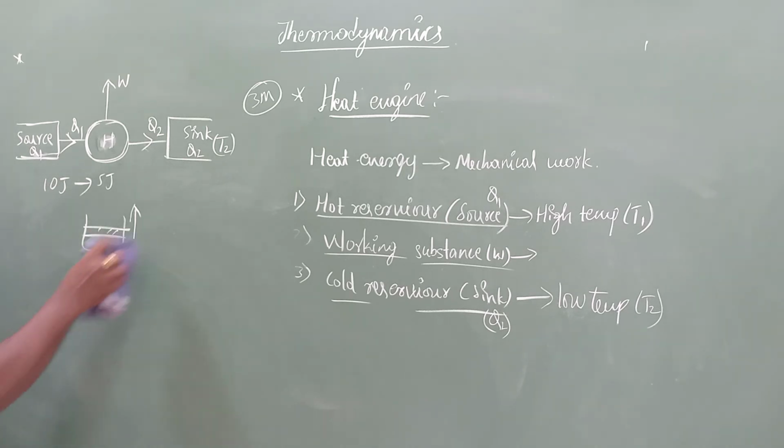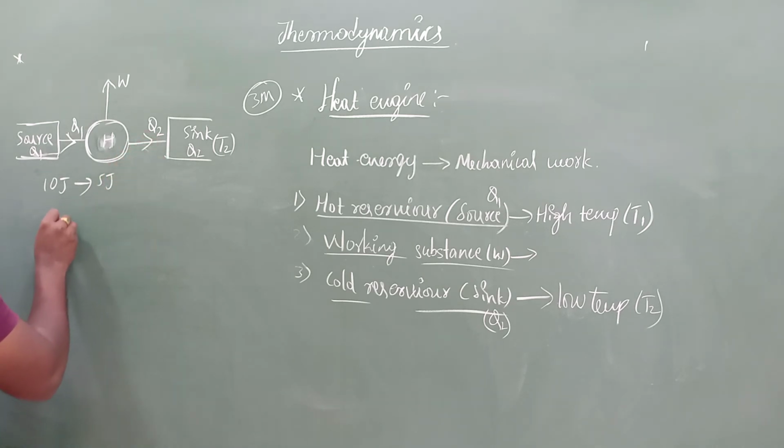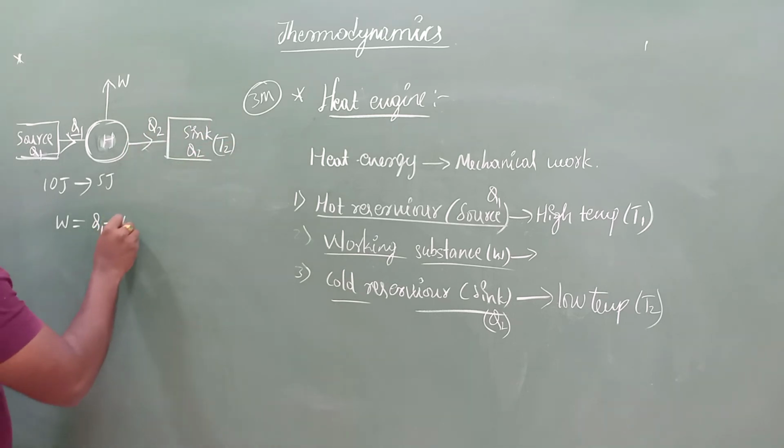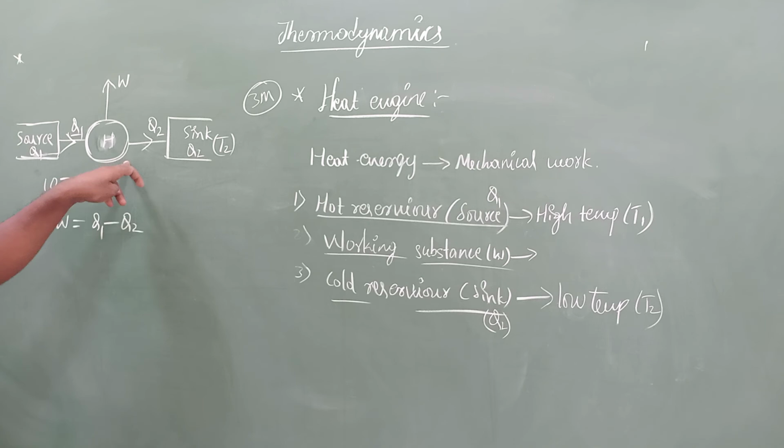The total amount of work done will be given as: work done is equal to how much heat you send, Q1, minus how much went out, that is Q2. So Q1 minus Q2 gives the value of the total amount of work done. This is the amount of work done in the case of a heat engine. The rest of the heat goes to the sink. So this is how it works.